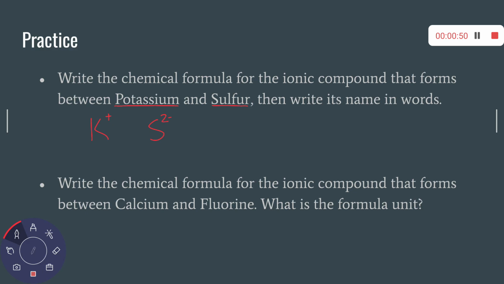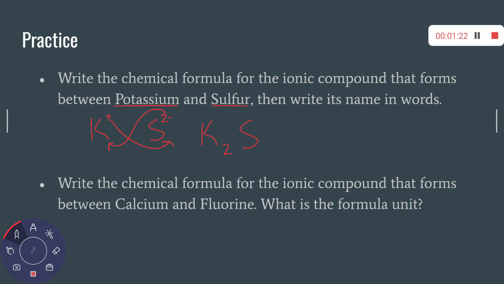From here, to write the formula, we are going to drop swap. What that means is our charge turns into an amount or a count, and then that count goes to the opposite element. So in my ending formula, I'm going to have 1 sulfur. And then I repeat the process for the other one. That means in my ending formula, I'm going to have 2 potassiums. We call this drop swap. And unfortunately, it will not go away, but hopefully with some practice, you will get it.